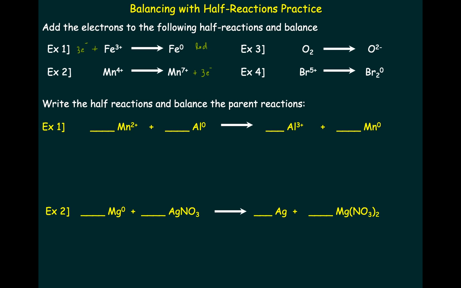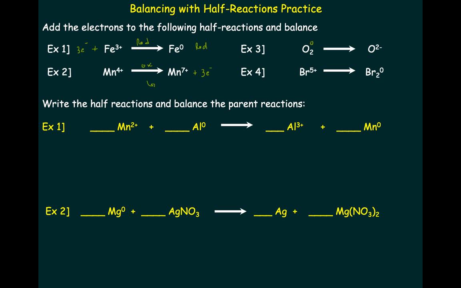So again, that would be an increase in oxidation number. So I'd have to be oxidized. So I'd have to put electrons on the right, and this reaction would be an oxidation. This reaction would be a reduction. So again, 7 plus plus 3 minus is 4 plus.